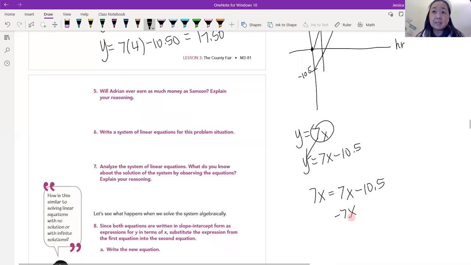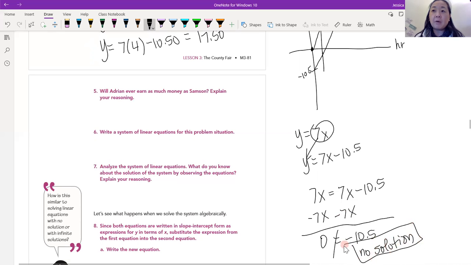Now I'm going to subtract the 7x because I'm going to get the x's together. And I get, what's 7x minus 7x? If you have 7 x's and you take away 7 x's, how many x's do you have left? None, 0. So 0 is equal to negative 10.5. The x's go away. And so notice, is 0 equal to negative 10.5? No, not equal. So in this case, we say no solution.